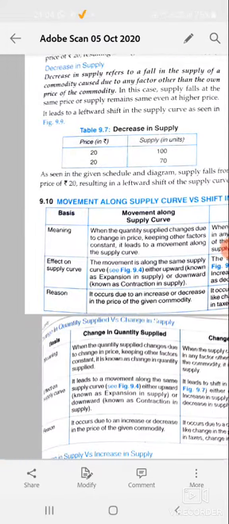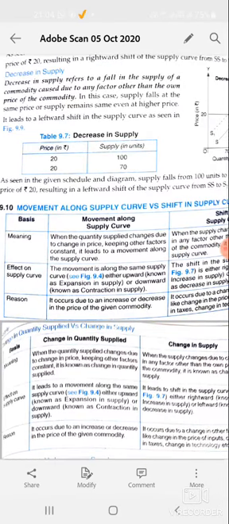Effect on supply curve. Now, the movement is along the same supply curve. There will be one supply curve in the first case, movement along the supply curve, and somewhere we will move upward and downward on the same supply curve. If we go upward, that is called extension or expansion. If we go downward, it is called contraction.